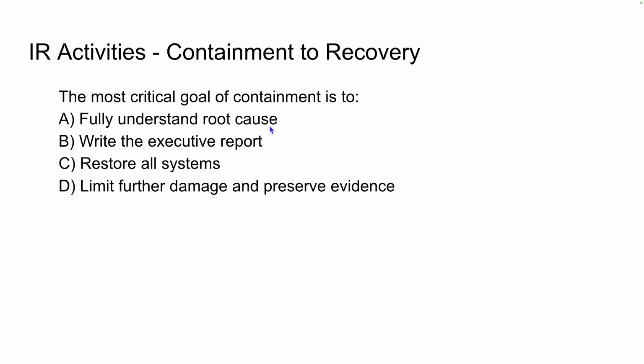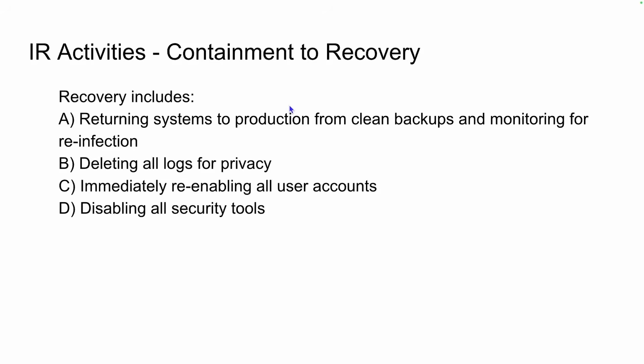The most critical goal of containment is to fully understand the root cause, write the executive report, restore all systems, limit further damage, and preserve evidence. So the most critical goal of containment is to restore all systems, or actually, no, I'm sorry, limit further damage and preserve evidence. That's the critical goal of containment. Restoring all systems would be recovery, not containment. Writing the executive report would be a part of post-incident, and fully understanding the root cause would also most likely be during the post-incident lessons learned. So it's to limit further damage is what containment is doing.